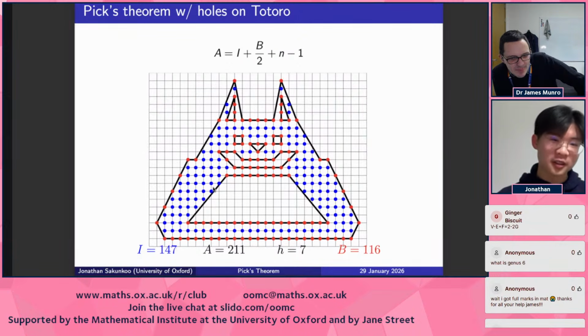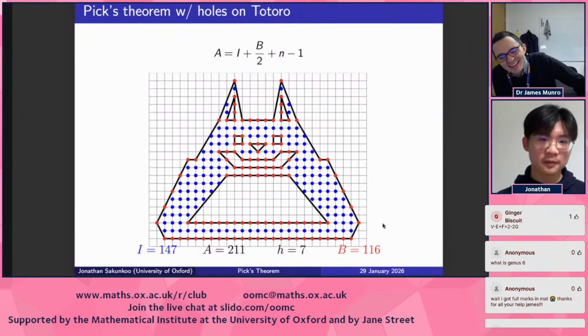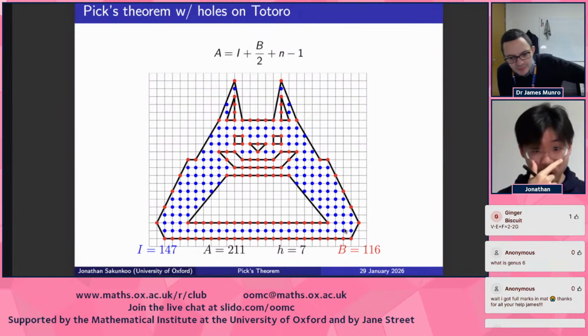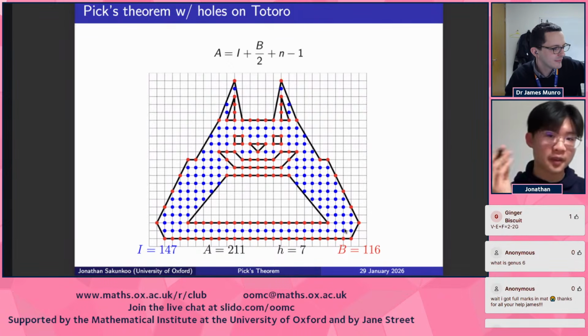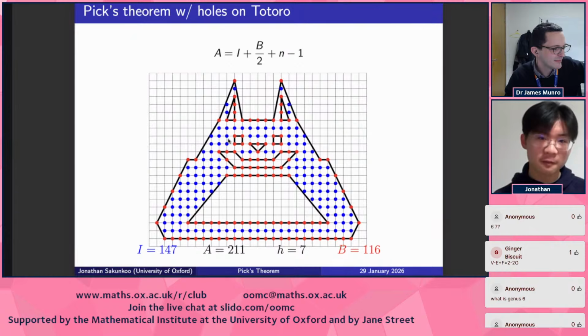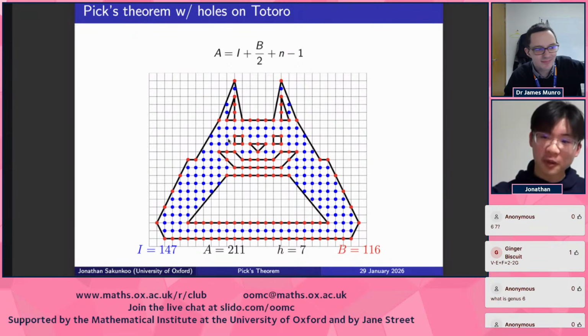So here we find there are 147 interior points and 116 boundary points. 147 plus half of 116, which is 58. You add them, you get 205. And then to 205 you add the number of holes, which is 7. So that gives you 212, and subtract 1, 211. That's the area of the figure. Ta-da! And so now we've tackled both the Darth Vader swimming pool and this cute cutout.